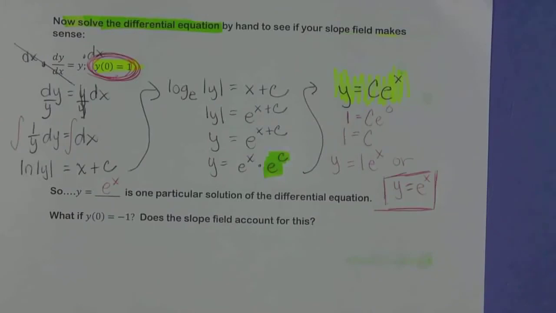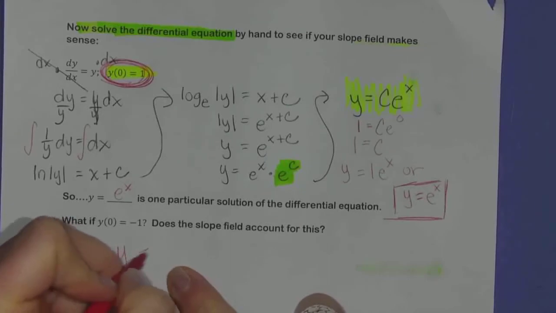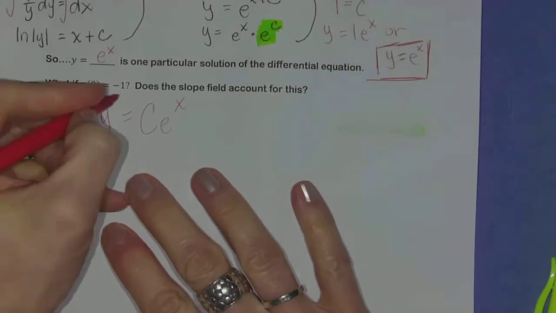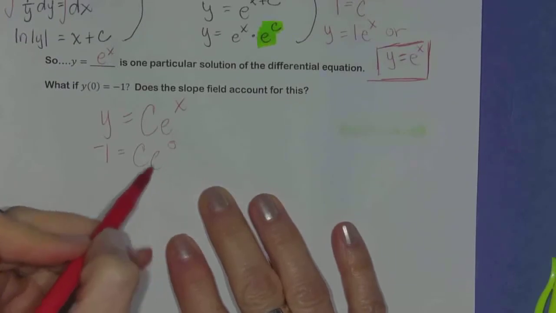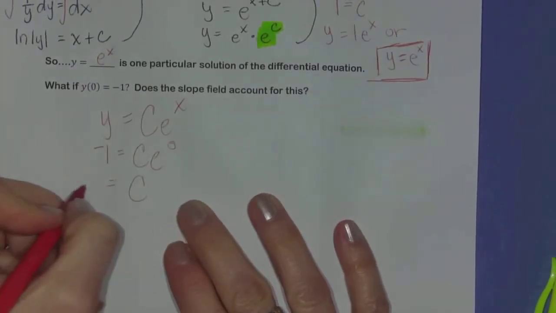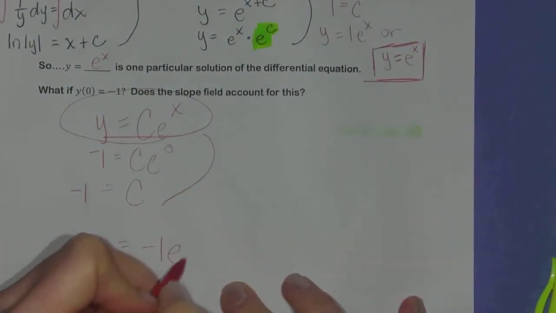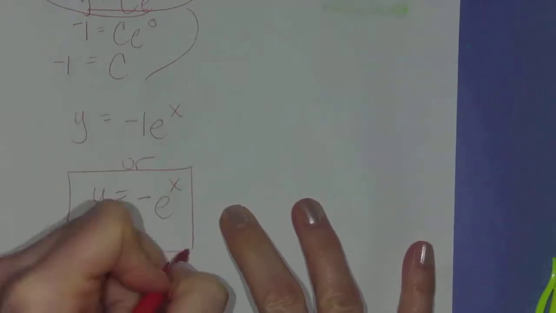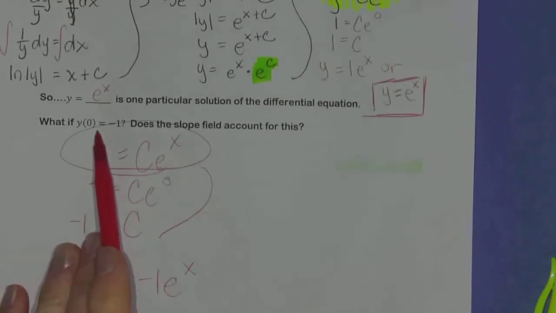I'm going to bring this down and write it here. So y equals capital C e to the x. Now I'm going to plug this point in. So y is negative 1 when x is 0. Well, e to the 0 is still 1, so C now is negative 1. So going back here, y equals negative 1 e to the x, or simply y equals negative e to the x.